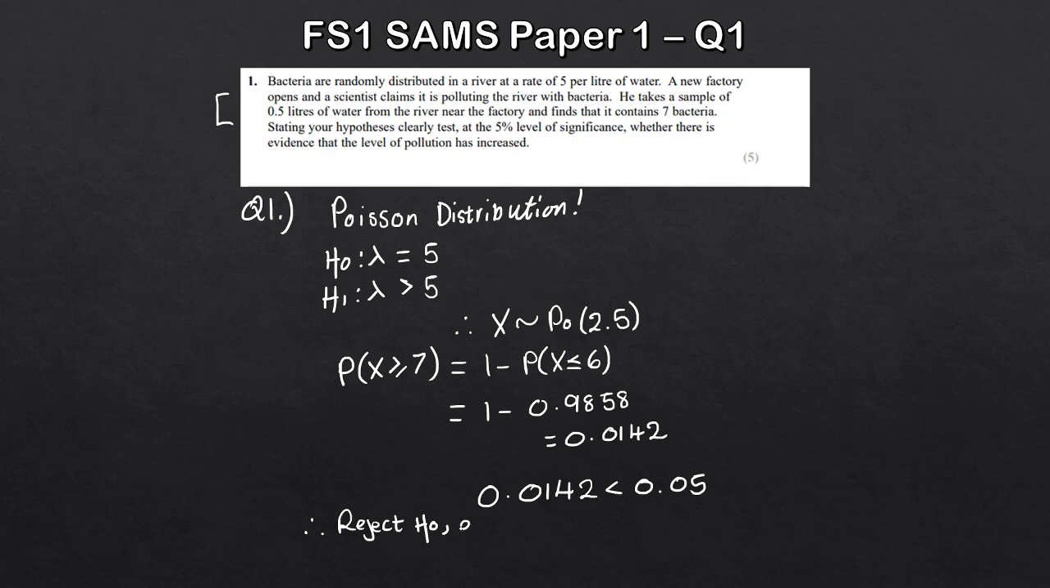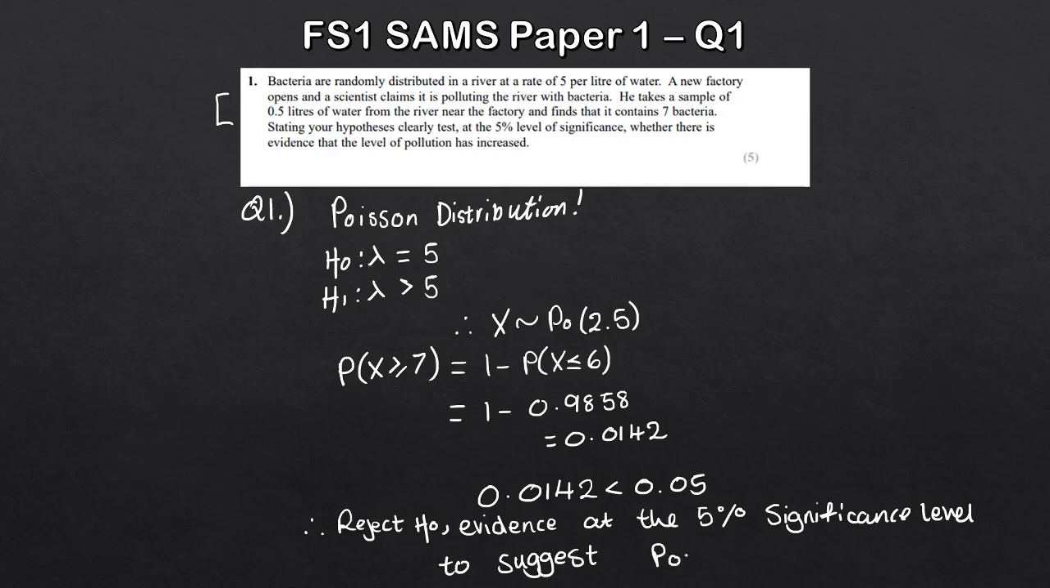What we're saying here is that there is evidence at the 5% level of significance to suggest that pollution has increased. So pollution has increased. So there we have it.